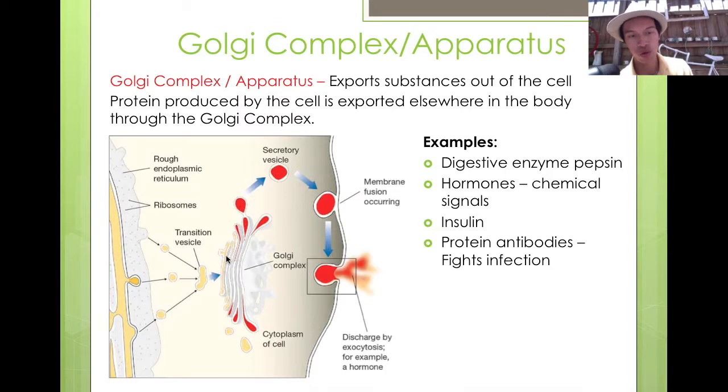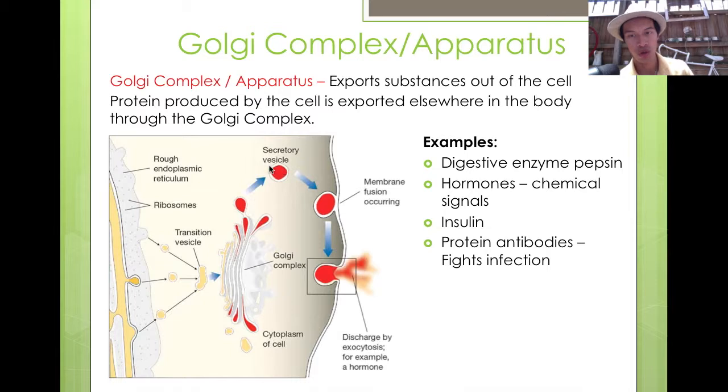The Golgi complex also looks like a bunch of folds. However, the Golgi complex produces these vesicles, which then secrete and remove it out of the cell. So it exports substances out of the cell. All of the protein that gets produced by the ribosomes and then folded by the ER, or the rough ER, then gets shifted into the Golgi complex through a transition vesicle, and then that gets exported outside of the cell through the secretory vesicle. Okay, now a vesicle just means a small package.